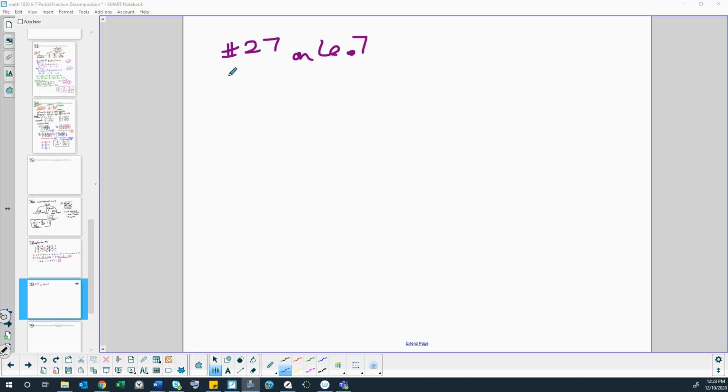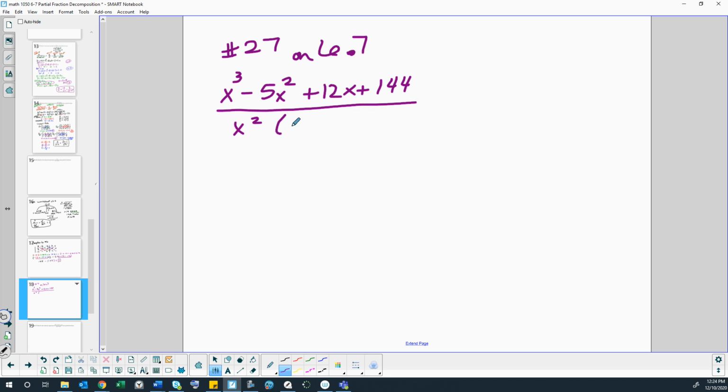Right, number 27 on section 6.7. So let me write down the problem. x cubed minus 5x squared plus 12x plus 144 over x squared, and then it's x squared plus 12x plus 36.